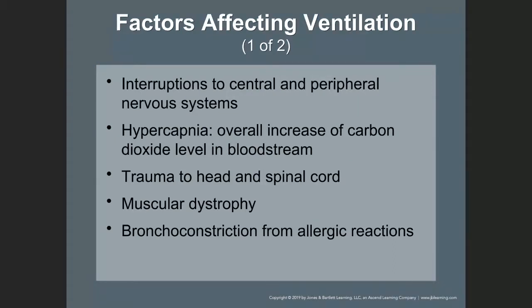Factors affecting ventilation. Interruptions to the central and peripheral nervous system can occur. Hypercapnia, an overall increase of carbon dioxide level in the bloodstream. Trauma to the head and spinal cord can affect ventilation. Muscular dystrophy can affect ventilation, and bronchoconstriction from allergic reactions.